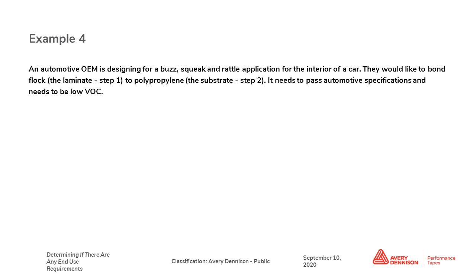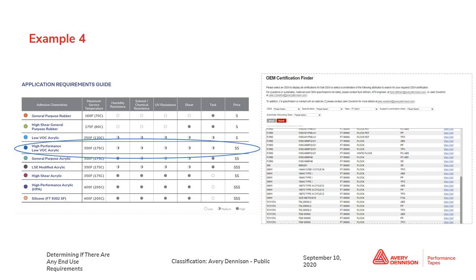So this is a little different than the previous examples because now we have automotive specifications to consider, and it needs to be low VOC. This isn't something we've asked of ourselves so far. So if we refer to the chart again, you can see here by the adhesive chemistry names, we have two particular adhesives, the low VOC acrylic and then the high performance low VOC acrylic. And the differences between them, the high performance low VOC acrylic is obviously higher performing. It performs better at higher temperatures, and then it has excellent tack and environmental resistance.